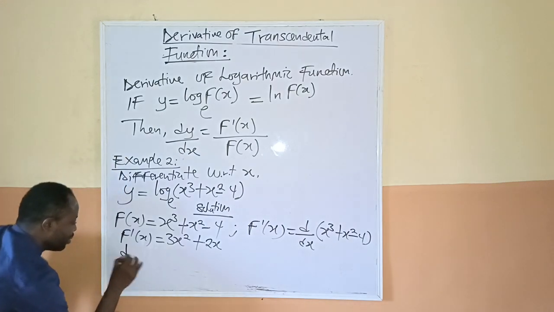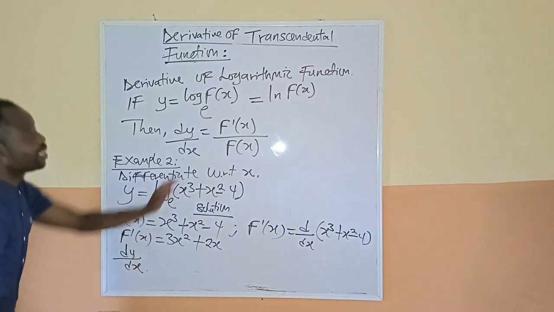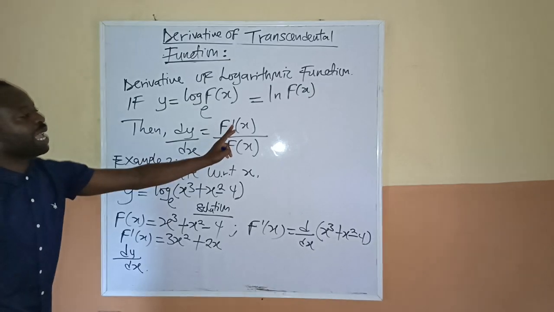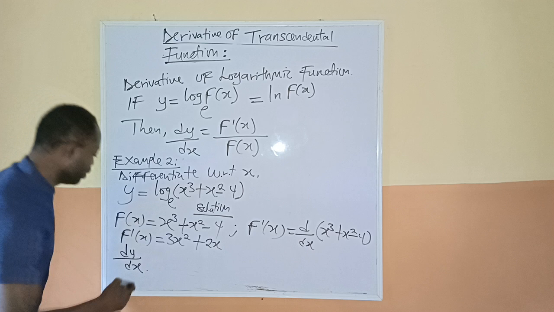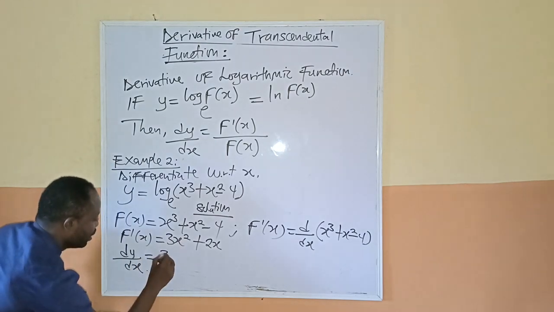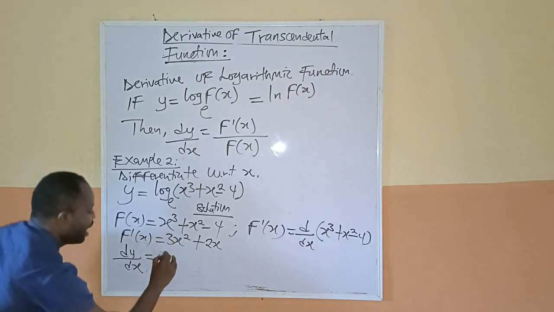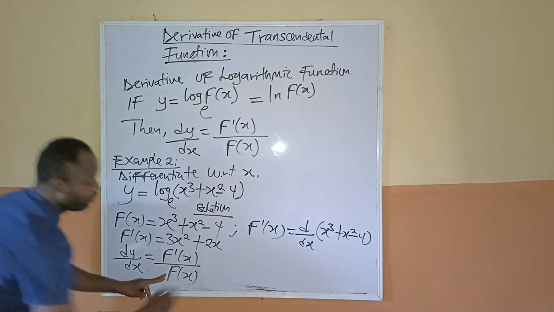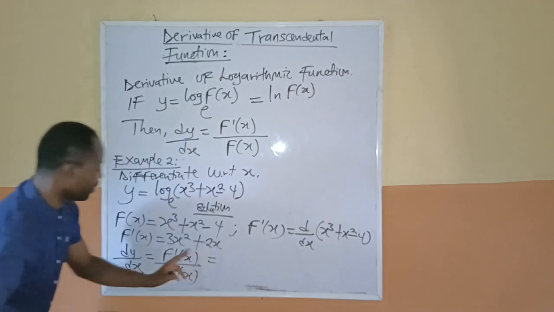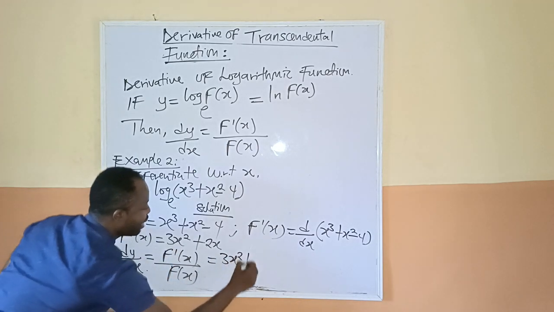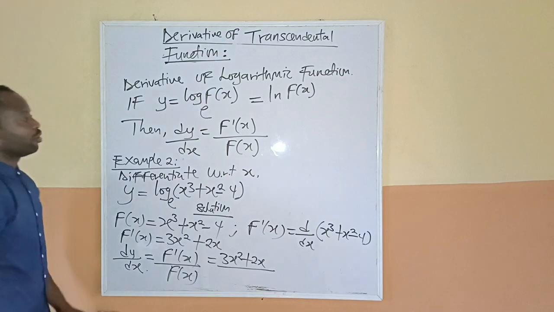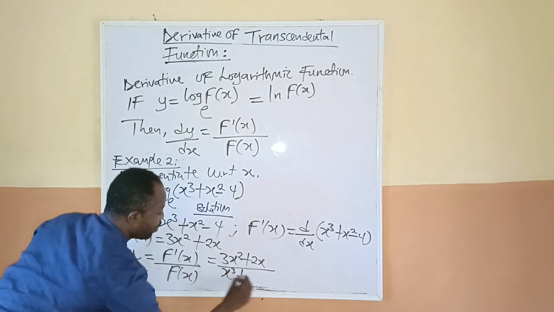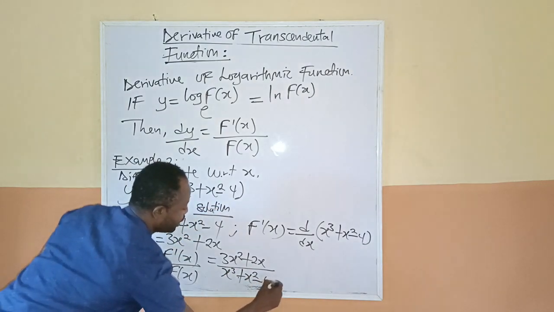So the implication is that, applying this principle, dy/dx, differentiating the logarithmic function to base e, is f prime x divided by the function itself. What is my f prime x, the first derivative? That gives me 3x squared plus 2x, then divided by the function itself, which is x cubed plus x squared minus 4.